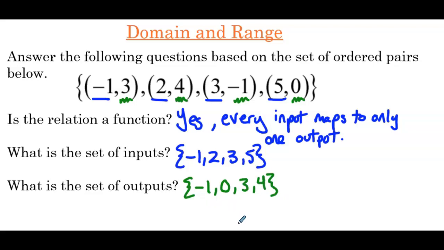So we have a set of ordered pairs that's a function. We've defined the set of inputs, and we've defined the set of outputs. The set of inputs has a special name. That name is the domain of a function. Okay, so the set of inputs is the domain of a function. And the set of outputs has a special name. That's the range of a function. So here we have the range of this particular function.